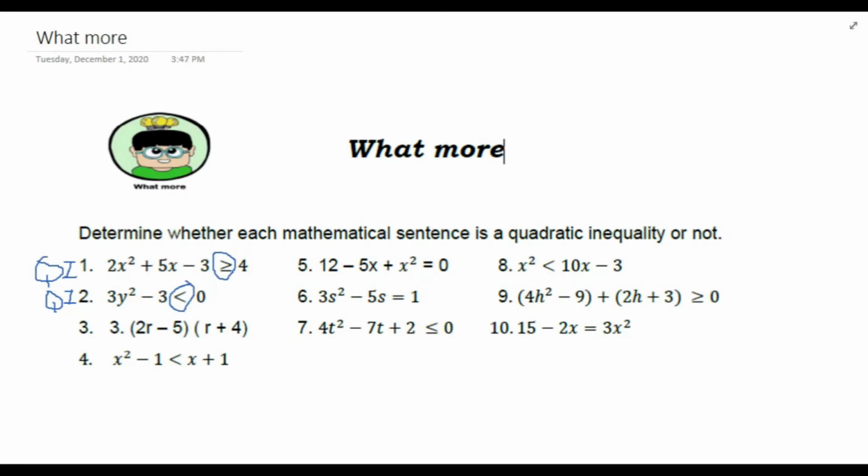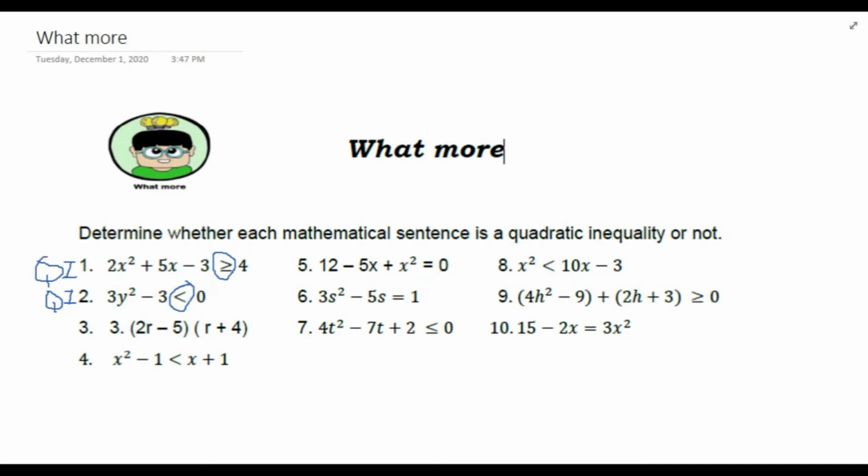Number 3, quantity 2r minus 5 times quantity r plus 4, quadratic inequality or not? Yes, so this is not a quadratic inequality. Why? Because there is no inequality symbol.